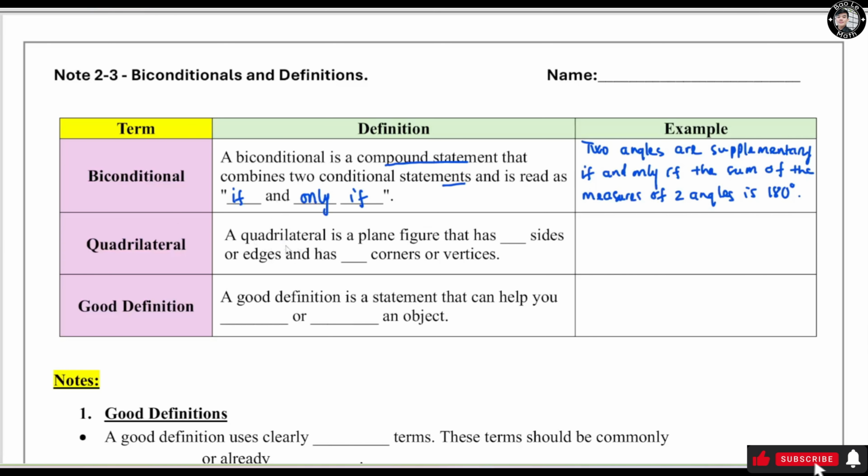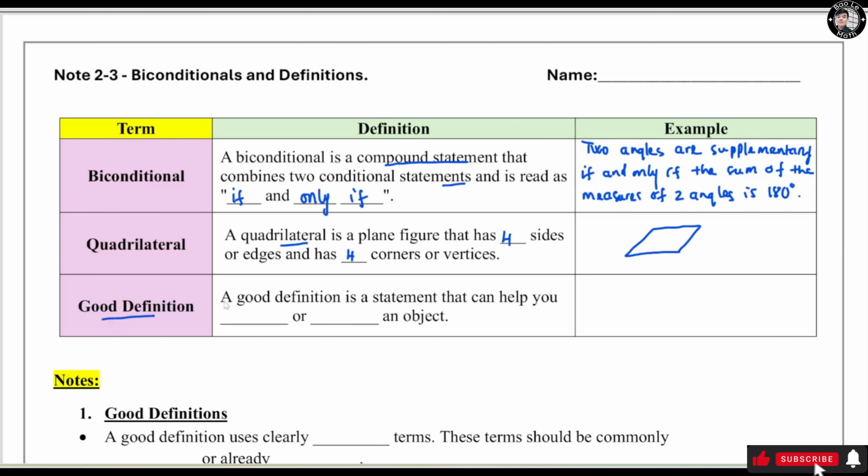Now, a quadrilateral is a plane figure that has four sides or edges and four corners or vertices. A parallelogram is an example of a quadrilateral, right?